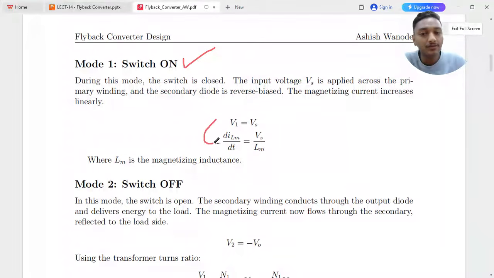Now what is this particular V1? V1 is basically the voltage across the inductance, so I can write it as L dIL by dt. And next to that, I just transferred this L here. So what I got initially, when the switch is on, is dILm by dt equal to Vs by Lm. So this is the first expression I got.